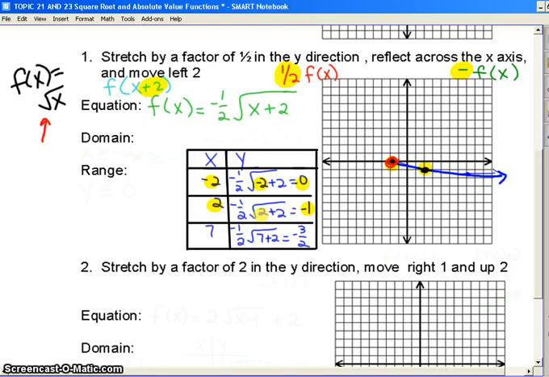Now to determine the domain and range, I'm going to look at the graph again. The x starts at negative 2 and goes to positive infinity. So x is going to be greater than or equal to negative 2. My range is going to start at 0, y equals 0, and it's going to go down. So y is going to be less than or equal to 0.